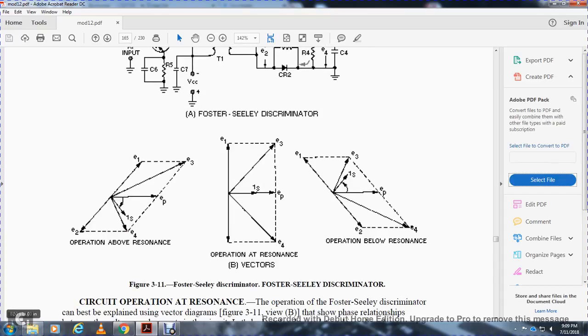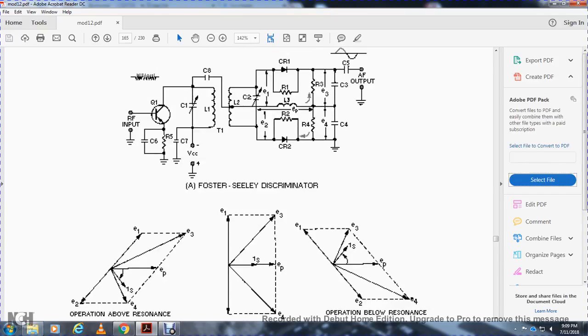It shows the operation above resonance and operation below resonance. Basically, it's a split phase.